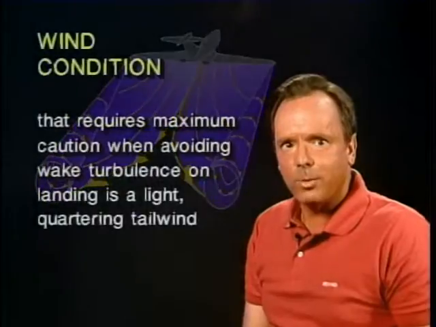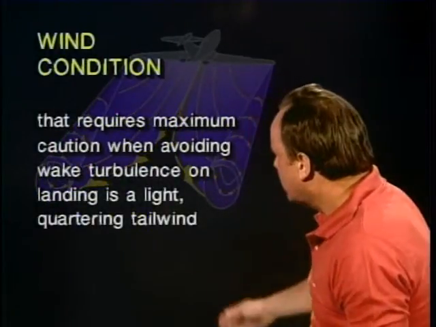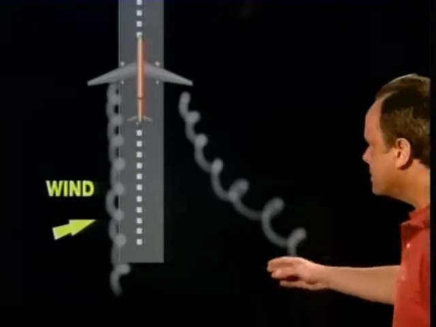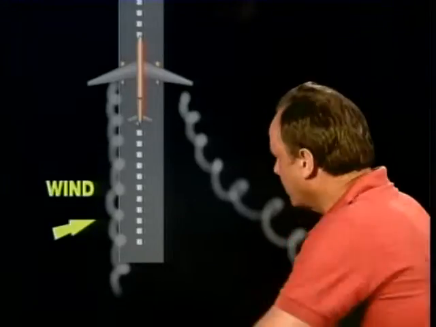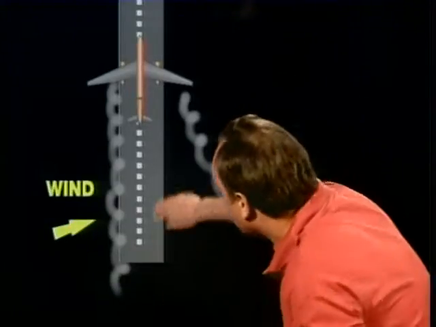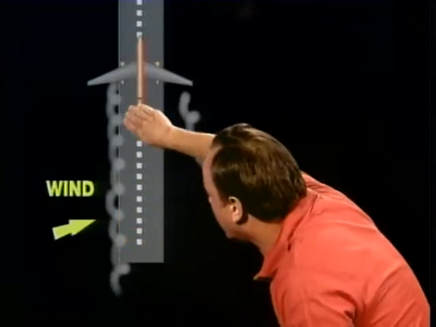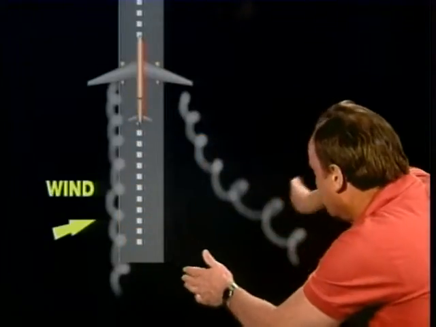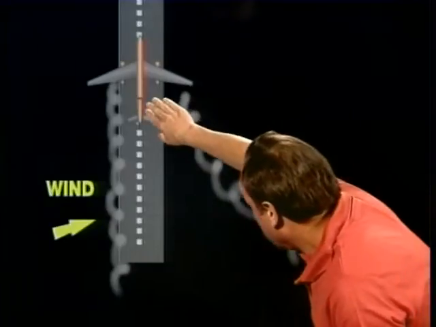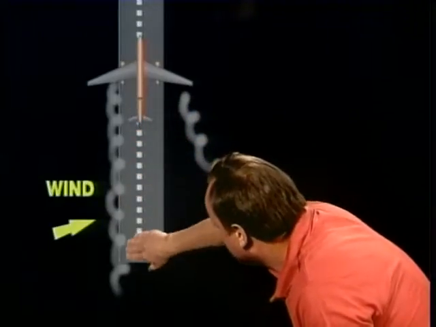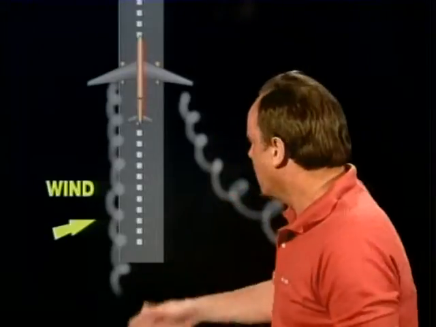The wind condition that requires maximum caution when you're avoiding wake turbulence is a light quartering tailwind. Now here's why. Let's assume that these vortices drift apart, as we said earlier, at a rate of, we'll say, 5 knots, and let's assume you have a 5-knot quartering tailwind. Well, you can see what would happen. This upwind vortex could be held right over the runway. The downwind vortex would be blown away, and that's no problem. But with a light quartering tailwind, the upwind vortex could be right over the runway, and that could be your most dangerous situation. So around an airport, watch out for a light quartering tailwind as far as vortices are concerned.